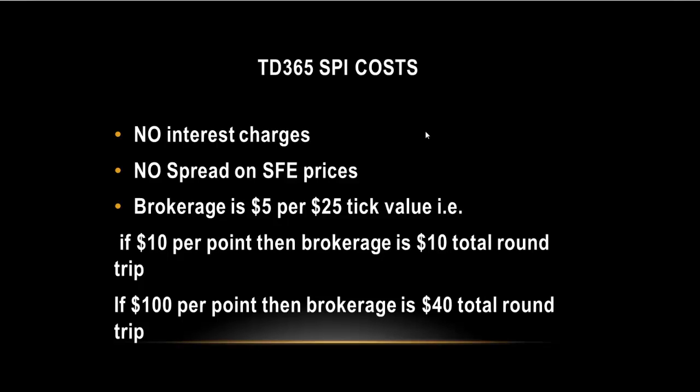One of the great things about the Trade Direct 365 contract here is there are no interest charges. There's no spread on the prices of the Sydney Futures Exchange to other brokers. The brokerage value is very nominal. It's $5 per $25 tick value, and that is that if you had $10 per point, as we had in my example, then we're going to pay $10 total round trip. So if it's $100, the minimum is $5, so we would have $20 in and $20 out, and that would be a total of $40. So it's very cheap to be able to take insurance out to cover our portfolio.